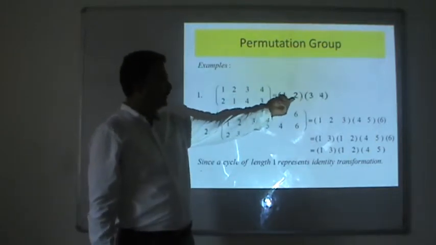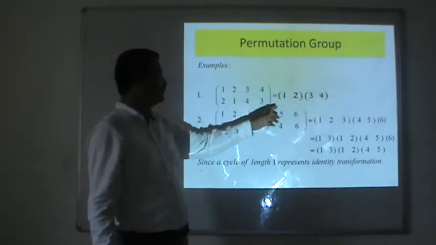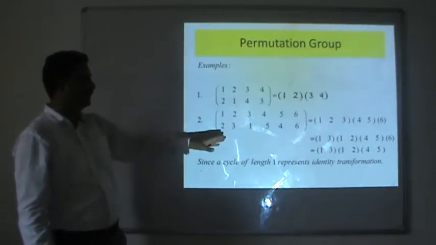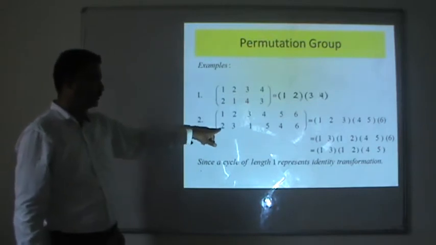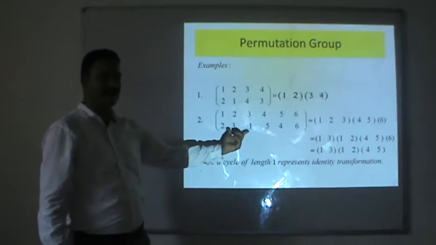That's why this is one transposition, and this is another transposition. In this manner, we split our permutation into a transposition form. Let us consider another example of a permutation, where 1 goes to 2, 2 goes to 3, 3 goes to 1. So we construct a disjoint cycle from the permutation.